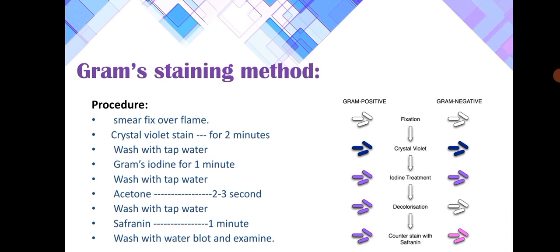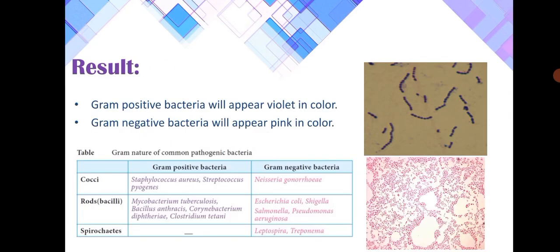The procedure of gram staining method includes fixation of the smear, crystal violet iodine treatment, decolorization, and counterstain with safranin. Results are that gram-positive bacteria will appear violet in color and gram-negative bacteria will appear pink in color. Following is the table showing some of the gram nature of common pathogenic bacteria.